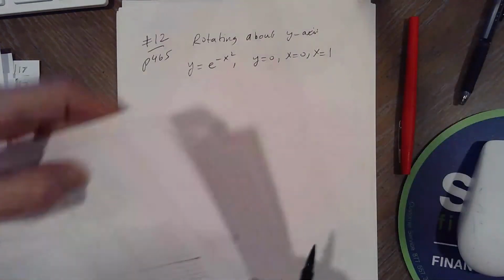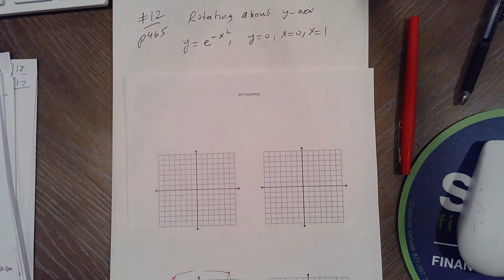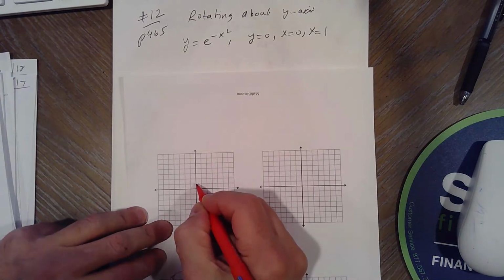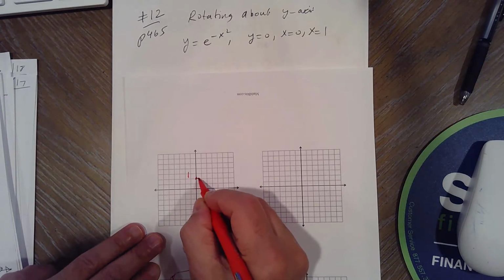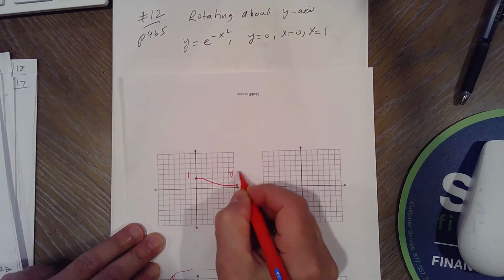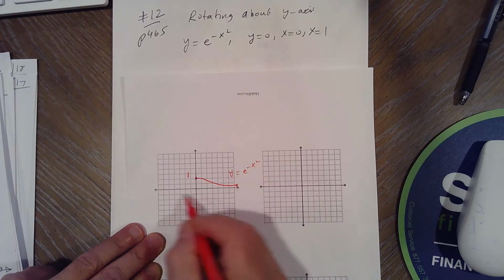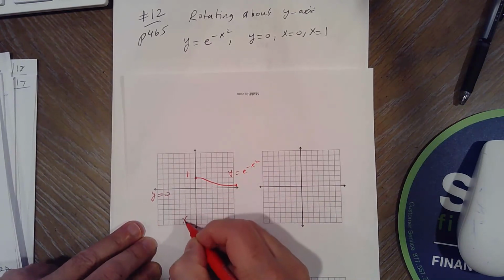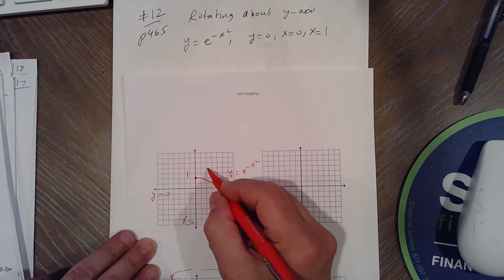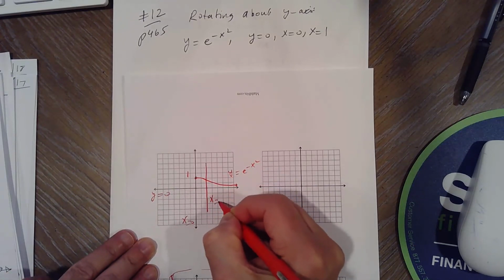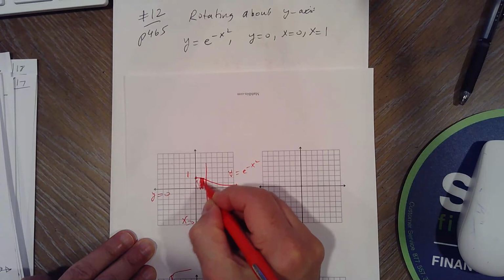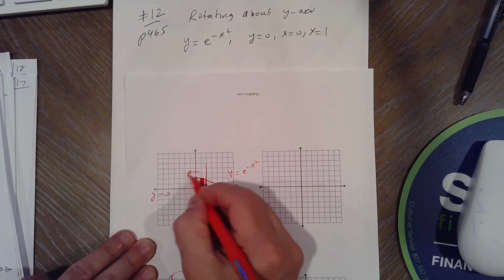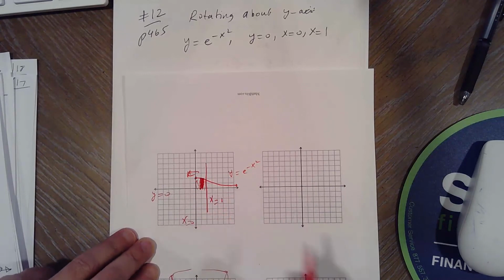So if we graph y equals e to the negative x squared, if this is a 1, it's going to go like this. You can put it in your grapher: y equals 0, x equals 0, and x equals 1. So we're going to take this and we want to revolve it about the y-axis. So it's going to be this way.